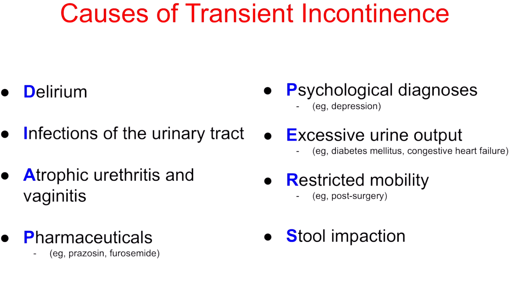So here we see the mnemonic DIAPPERS, and we'll actually use this to help you remember the 8 common causes of transient incontinence. Now, before jumping into more chronic pathologies, it's helpful to consider those that are easily reversed. Start with those, and then we'll talk about chronic. So first, D is for delirium, and that often shows up as an altered mental status patient, or a hospitalized patient, or an elderly person.